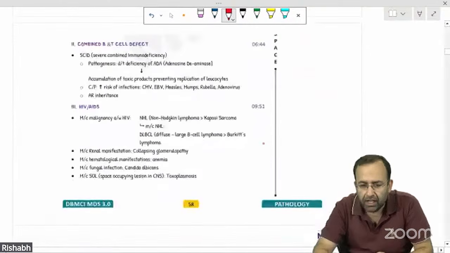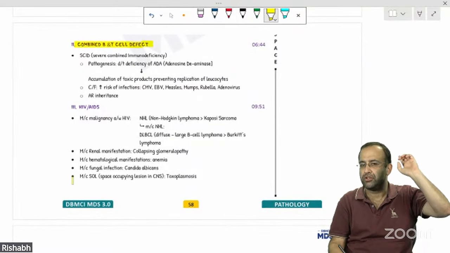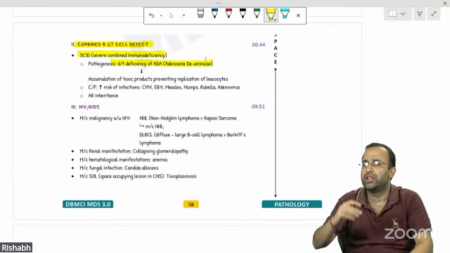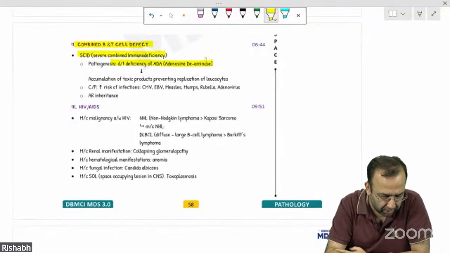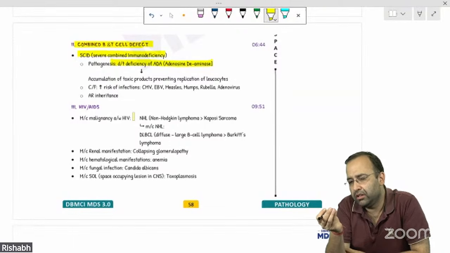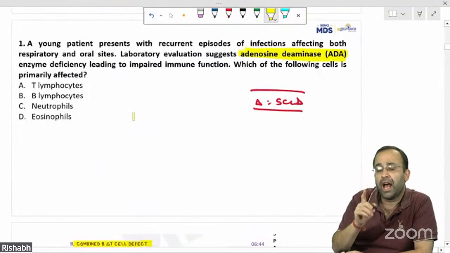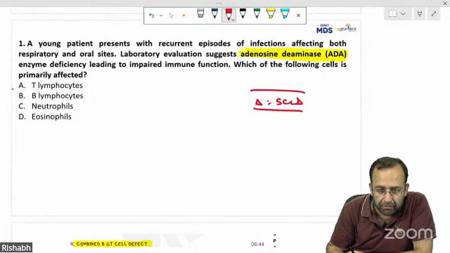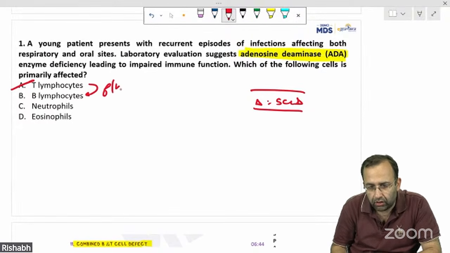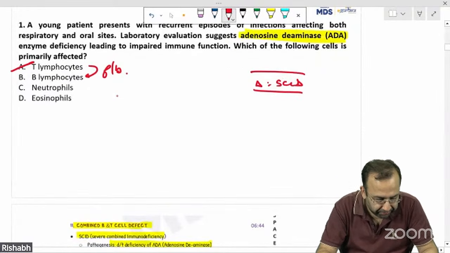Remember, we had studied this under the combined B and T cell defects. The T cell defect was DiGeorge syndrome. The combined B and T cell defect was SCID, which occurs due to ADA deficiency. I have put the screenshots of the notes again. Because it is a combined B and T cell defect, clinically it was more commonly associated with infections by milder organisms. Yes, it is combined, but which is the main defect? It is a defect in T cells, which in turn is followed by a defect in B cells. The answer to be marked was T lymphocytes.